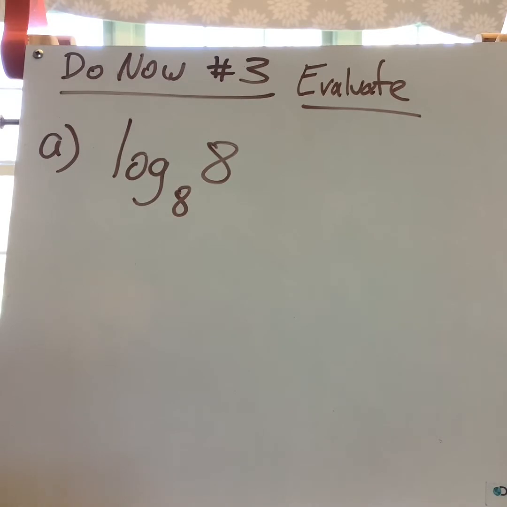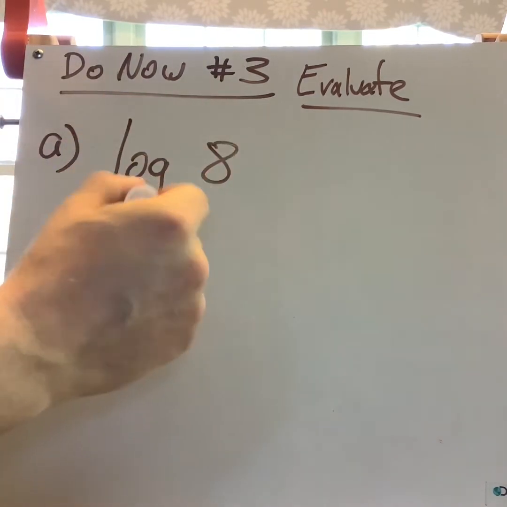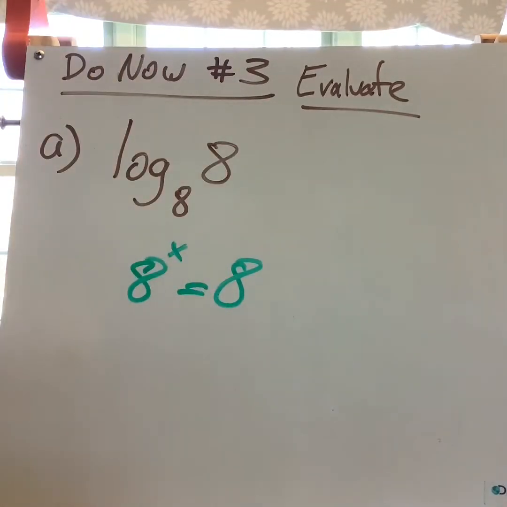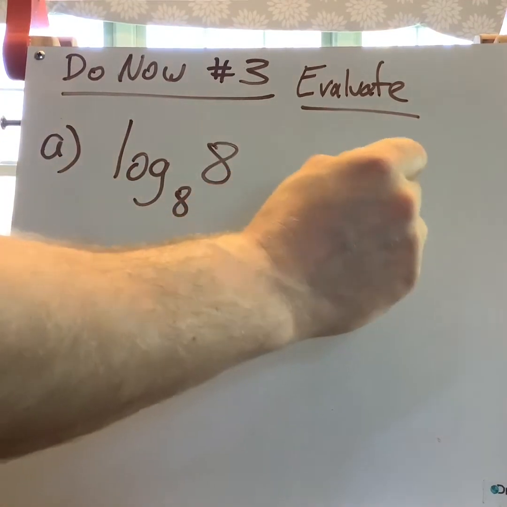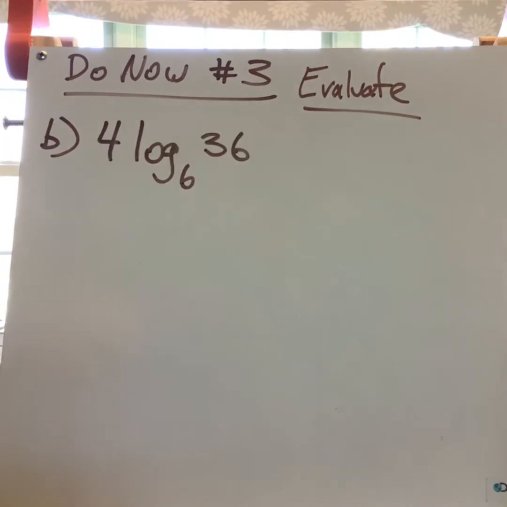For the third question, you need to evaluate each log below. Basically, it just means write what it's equal to. So the first one says log base 8 of 8. And in your mind, you're thinking, all right, what is the exponent that I can give to that base of 8 that'll make it equal to 8? So you're kind of thinking, well, 8 to what power is equal to 8? And, well, it's clearly just going to be 1 because 8 to the 1st power is equal to 8.